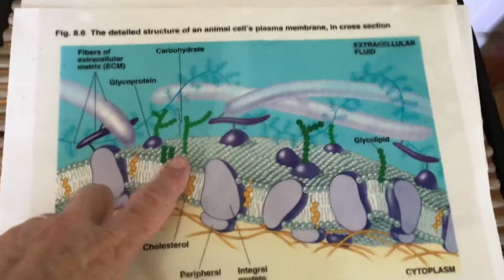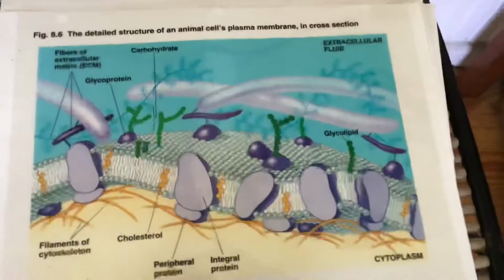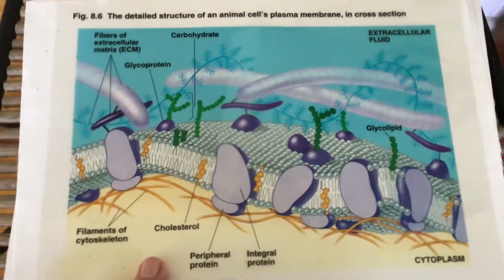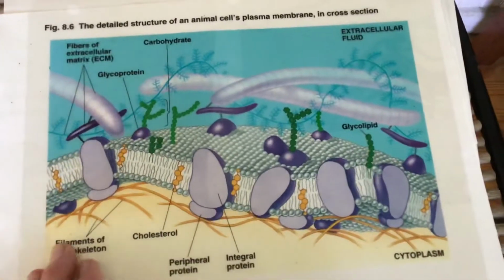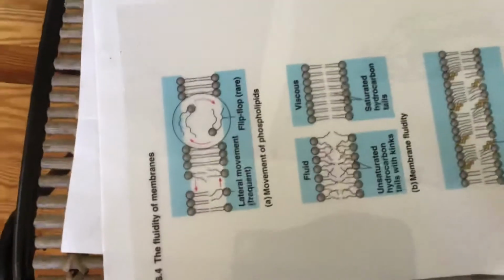You can also have things like cholesterol in the membrane, which adds to the flexibility of the membrane. So it's good to have cholesterol, especially high density ones. And then you can see the cytoskeleton on the inside of the membrane. So that's just to revisit what the membrane is like. And of course we have this phospholipid bilayer.